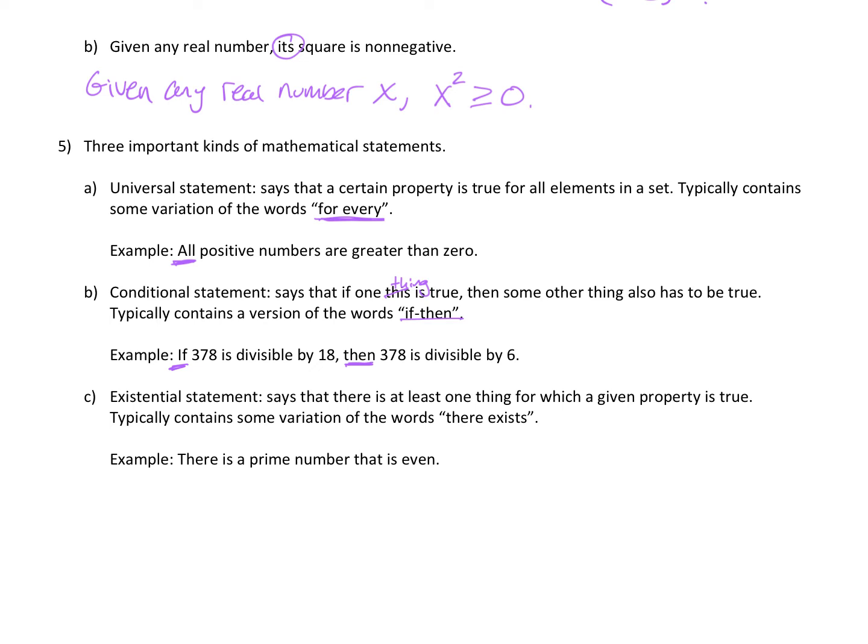Now, an existential statement says that there is at least one thing for which a given property is true. And it typically contains some variation of the words there exists, or there is. It's existential, the root word is exist. It's the existence of something. So for example, there's my existential phrase, a prime number that is even.